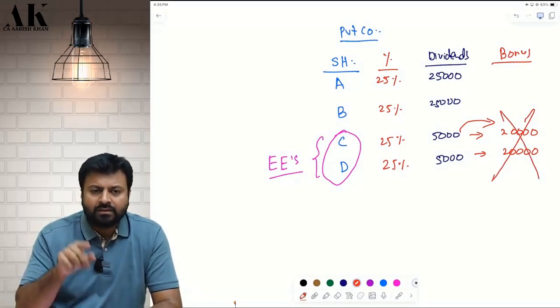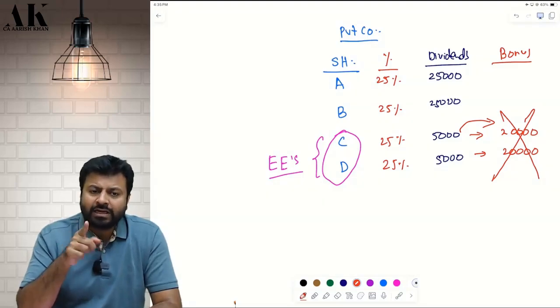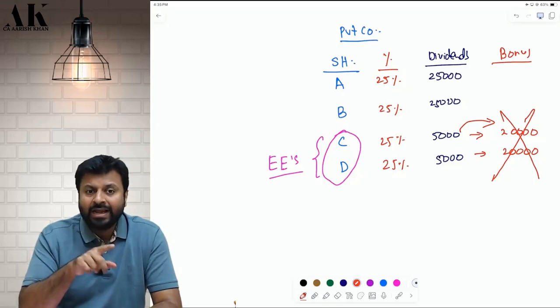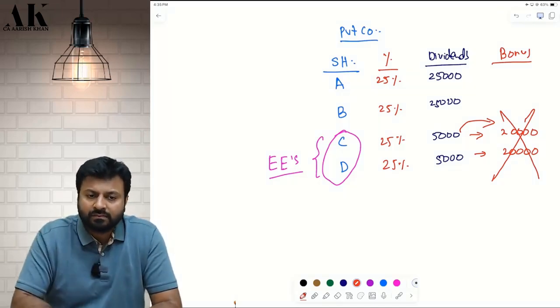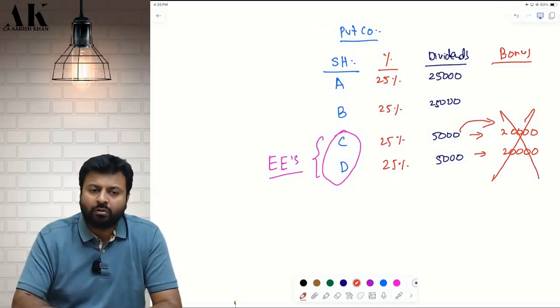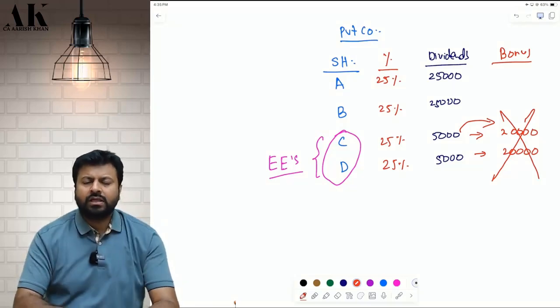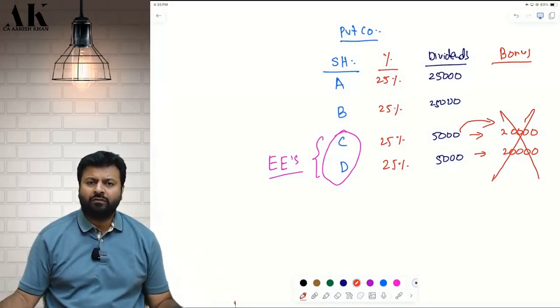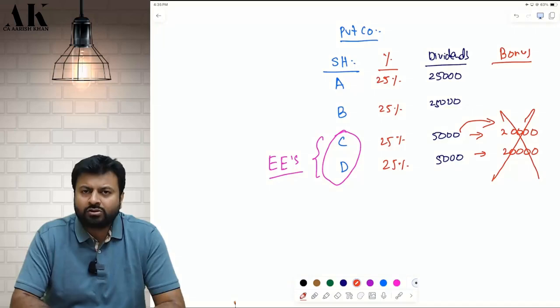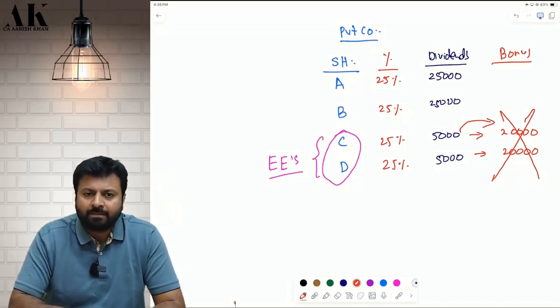If you would have given 25,000 and 25,000 as dividend to C and D, and then if you would have given bonus, then that bonus would have been allowed. The moral of the story is, if there are 4 shareholders, all of them equal shareholders, then every shareholder has the right to get the same kind of dividends. You cannot show lesser dividend to employees and divert that money towards bonus. Then that will be disallowed under the income tax law.